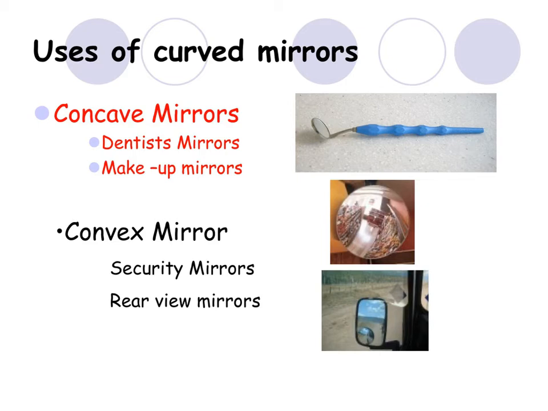Convex mirrors, on the other hand, are used to give a greater field of vision. So you can see more by looking in the mirror. You look in the mirror and you can see a greater field than you would if it was a flat mirror. You can see a greater area. They use them for security mirrors and for rear view mirrors so that you can see a greater area behind you. So you don't just look right behind the car. You can see like 2 or 3 lanes behind the car. They increase the field of vision.